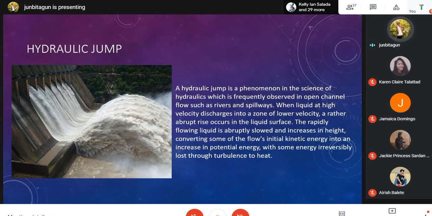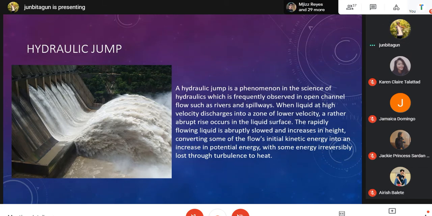The energy is not destroyed. Well, it can't really be destroyed. But there will be an adjustment in your energy equation since we're dealing with flowing water. Okay? So the initial kinetic energy of the flow is converted to potential energy. That's the Z, right? Then the other energy is irreversibly lost due to the movement, but it's transformed into turbulence or heat.